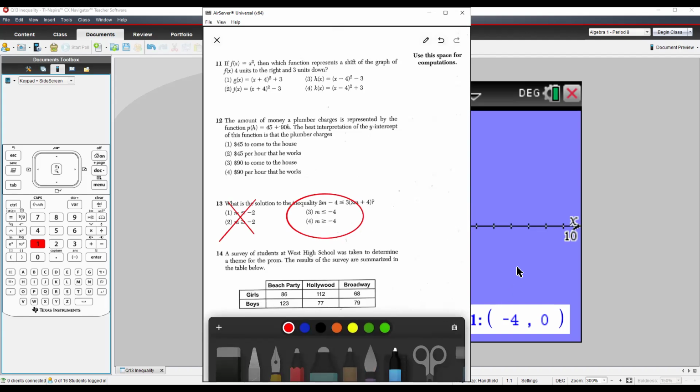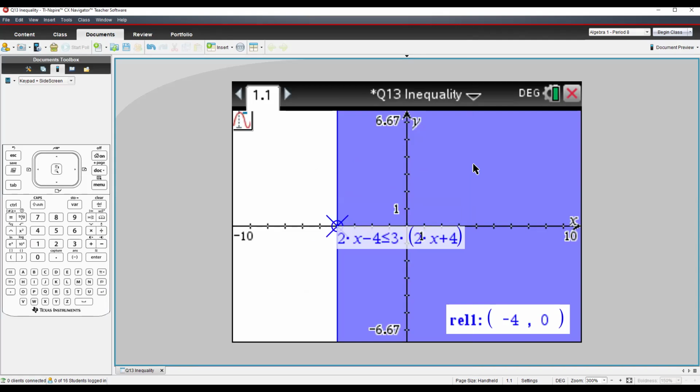Now, there's a pretty easy way to do it. Everything over here in the shaded part represents solutions. So anything that's greater than or equal to -4 is a solution. Anything over here is less than, and it's not a solution.